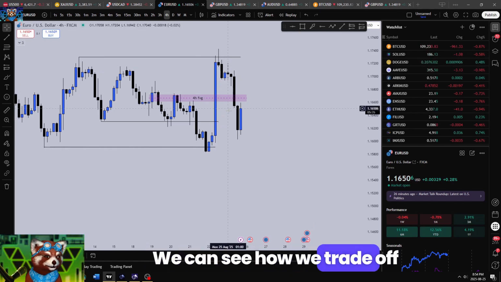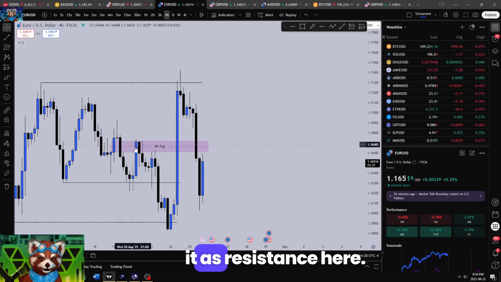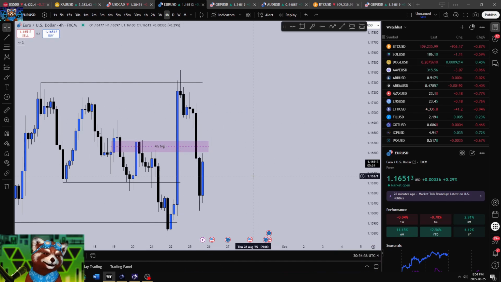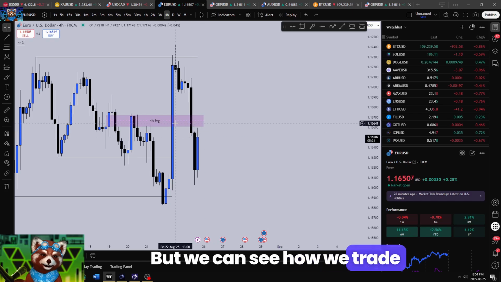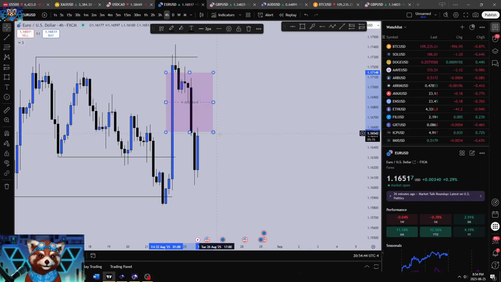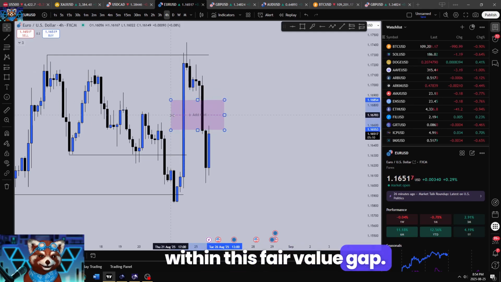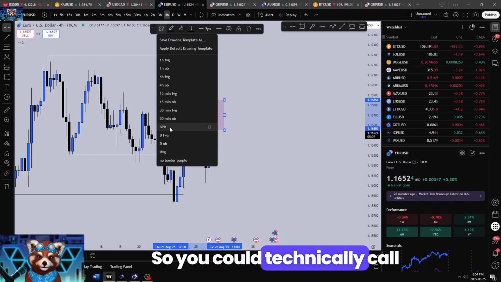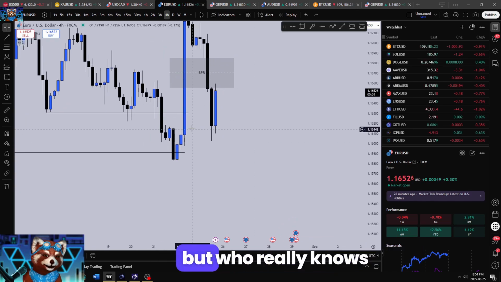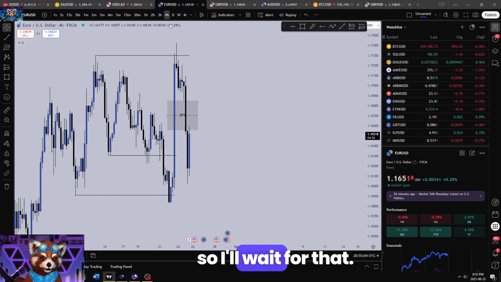We can see how we trade off this 4-hour fair value gap. As you can see, we used it as resistance here, until Mr. Powell just absolutely destroyed it. But we can see how we trade here. I wouldn't really call this a BPR because it's so big, but you do have this fair value gap that closed within this fair value gap, so you could technically call this a BPR and see how we trade. We closed below it, but who really knows where it's going to go? Are we going to get a third sweep? It's in the middle, so I'll wait for that.